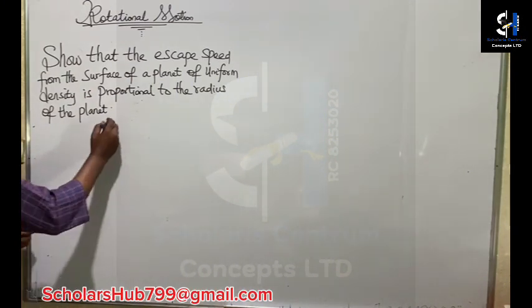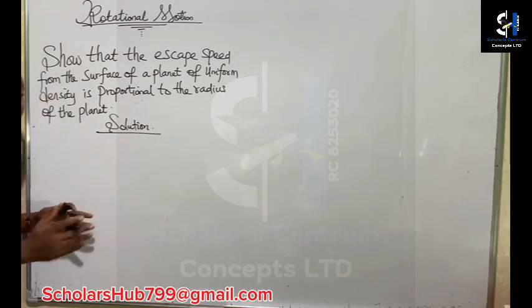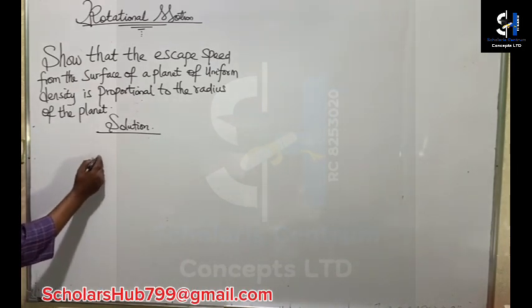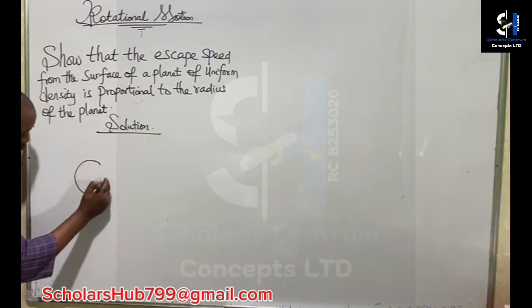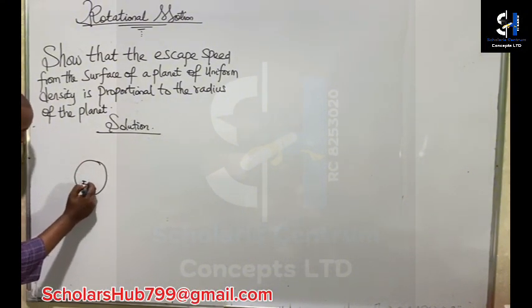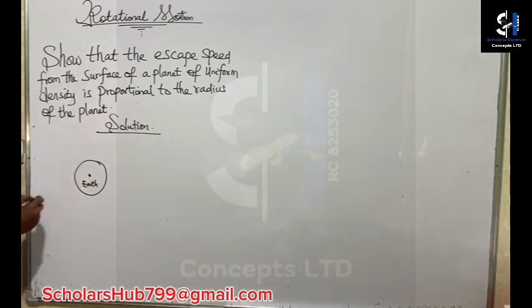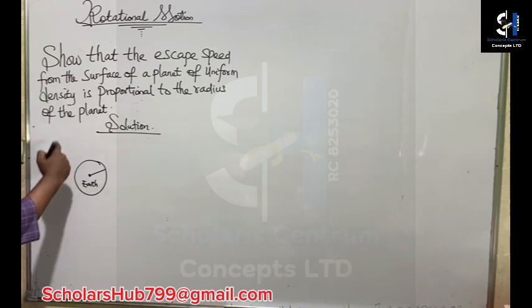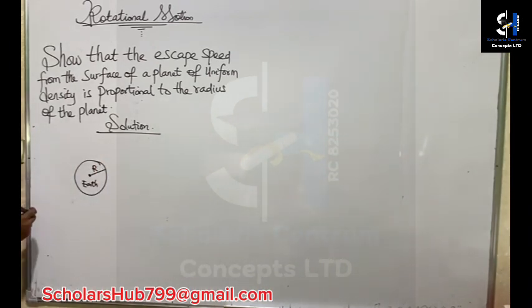Now, let me use another context to explain escape speed. Let's use a diagram. Let's say we have the Earth. This is the Earth, and this is the center of the Earth. The distance from the center of the Earth to the surface of the Earth is the radius. So we have the radius of the Earth.